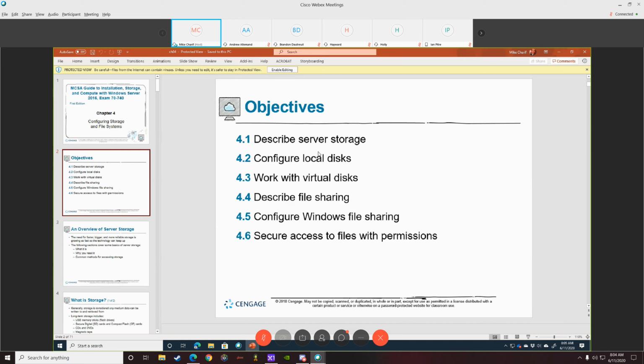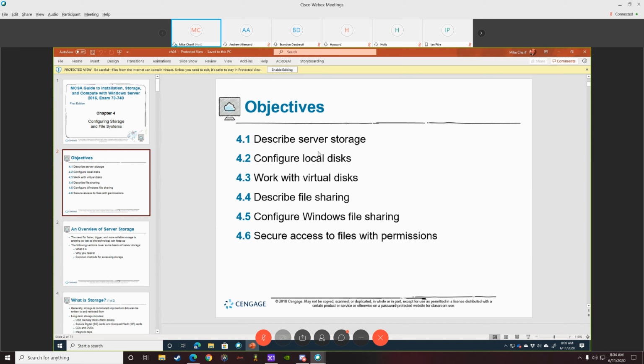Work with virtual disks. So when we talk about a virtual disk, what's a virtual disk? Really, it's like a file. I'm going to show you when we create the virtual machines. Now we have a virtual disk, basically where we store the information for that virtual machine. Virtual disk means it's not physical, put it that way.